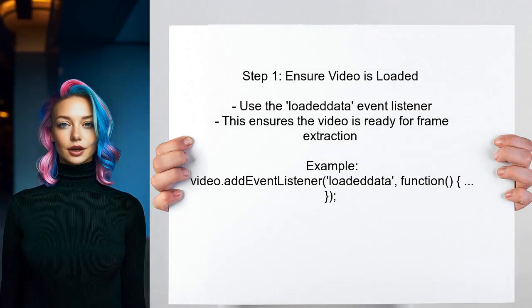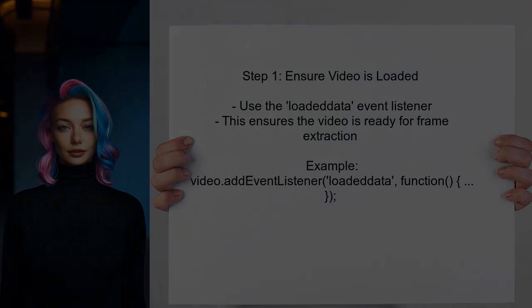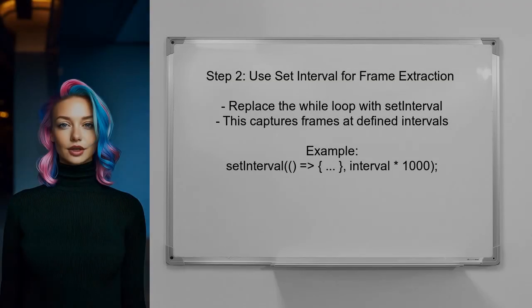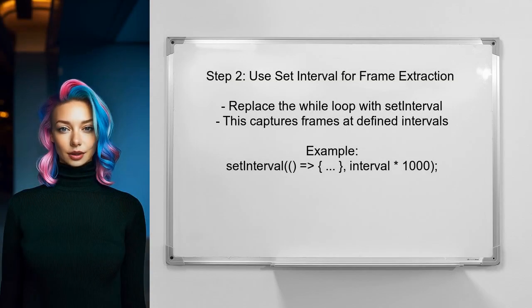To begin solving the user's issue, we need to ensure that the video is fully loaded before attempting to extract frames. This can be done by using the loadeddata event listener effectively. Next, the user should adjust the frame extraction logic. Instead of using a while loop, we can use setInterval to draw frames at specific time intervals. This will help in capturing the frames correctly.